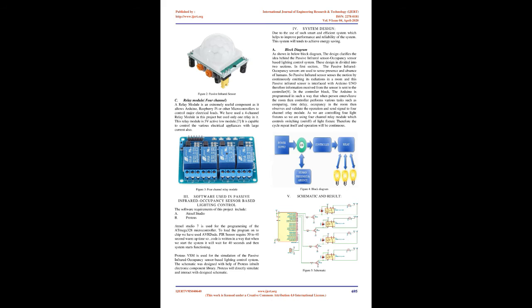4. System design. Due to the use of such a smart and efficient system, which helps to improve performance and reliability of the system, this system tends to achieve energy saving. A. Block diagram. As shown in the below block diagram, the design clarifies the idea behind the passive infrared occupancy sensor-based lighting control system. This design is divided into two sections.